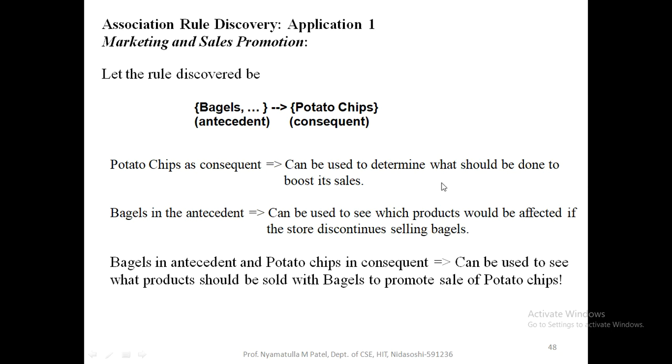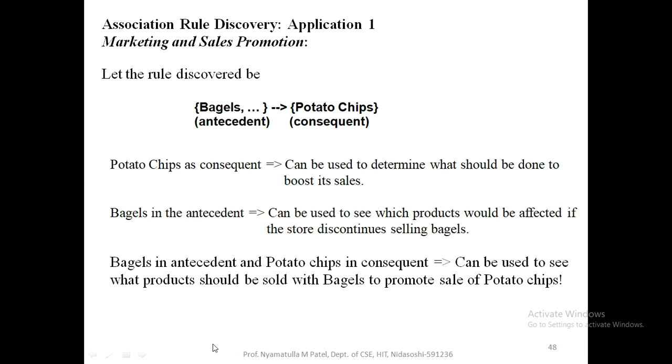Now, what is it? I want to increase the sales of the potato chips. Now, bagels in the antecedent can be used to see which product would be affected if the store discontinues selling bagels. Now, what do you want to do? You want to increase the potato chip sales, and second, if a store stops selling the bagels, which products will be affected when we stop selling the bagels?